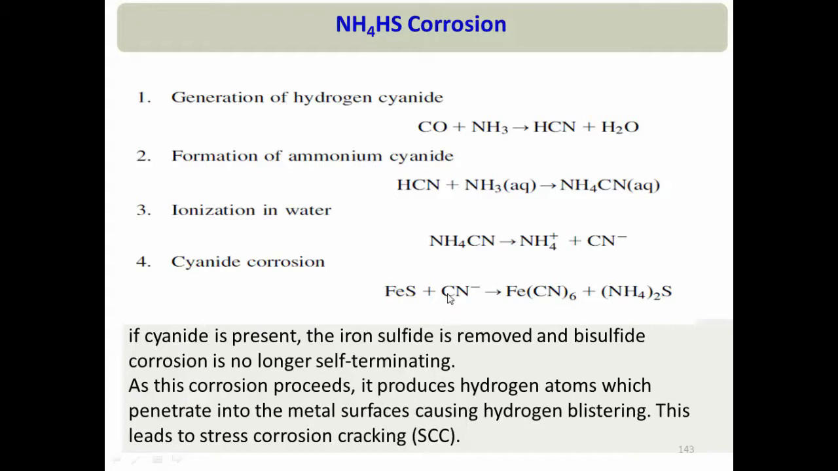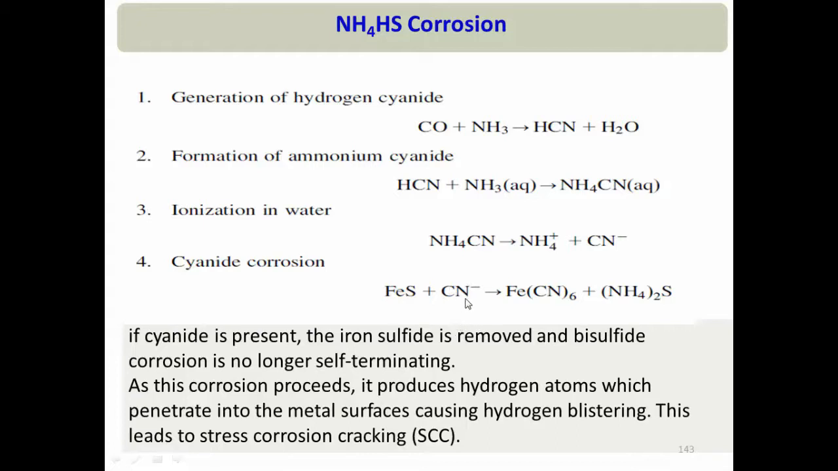We have learned that cyanide is a cathodic poison in nature. So if cyanide is there, and H2S, I mean sulfide, is also a cathodic poison. So if there is a combination of H2S with cyanide, what will happen? They won't allow two adsorbed hydrogen atoms to combine and form hydrogen gas.